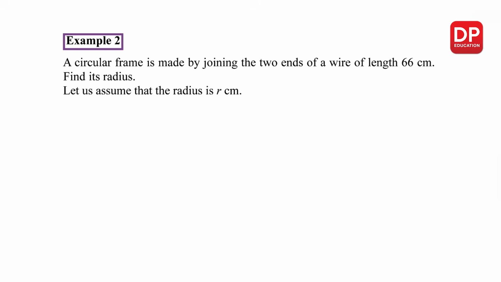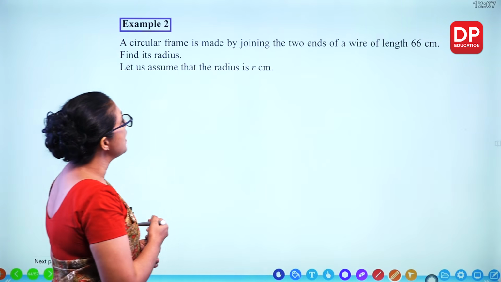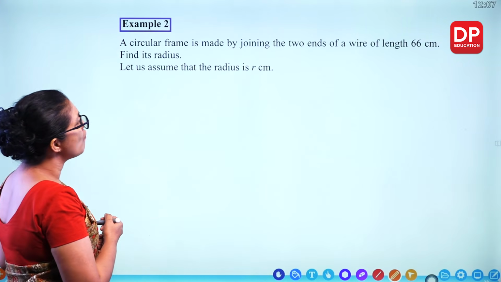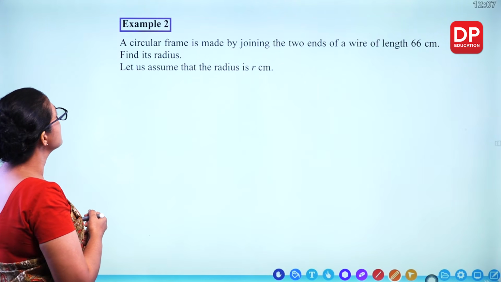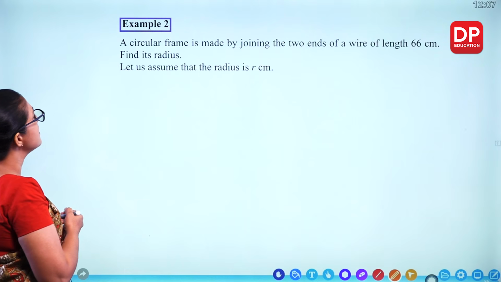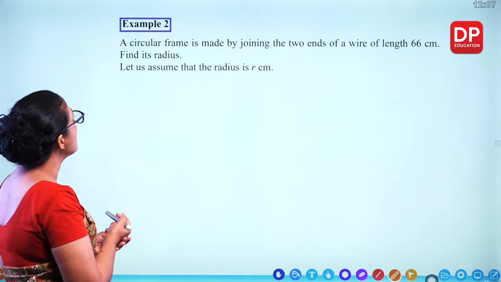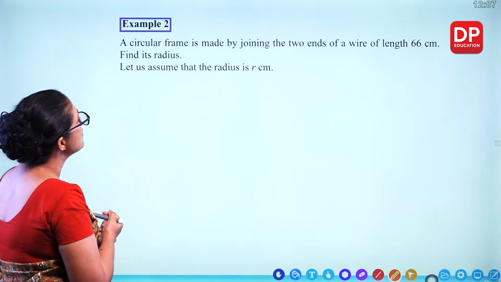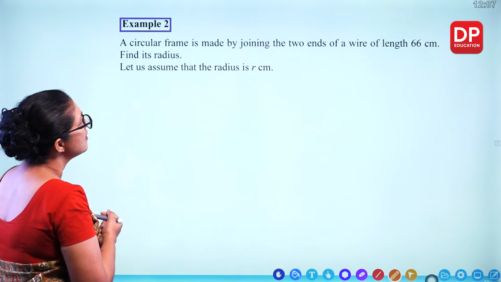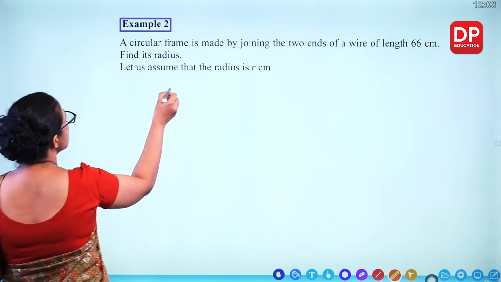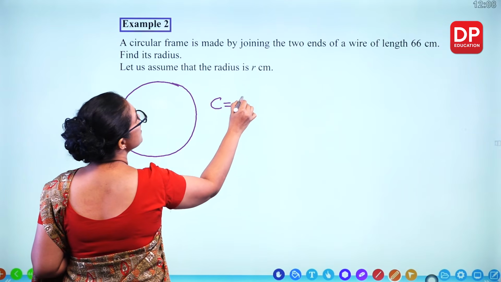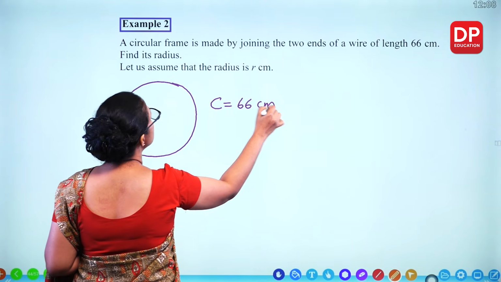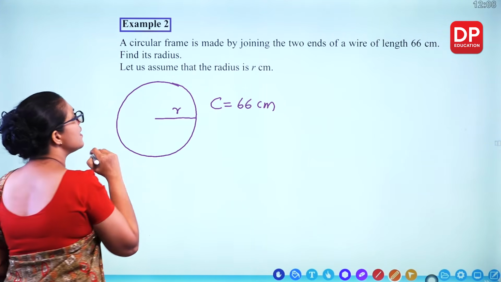Example number 2. A circular frame is made by joining the two ends of a wire of length 66 centimeters. Find its radius. Let us assume that the radius is r. The wire is 66, so the circumference is given as 66 centimeters and you are asked to find the radius.